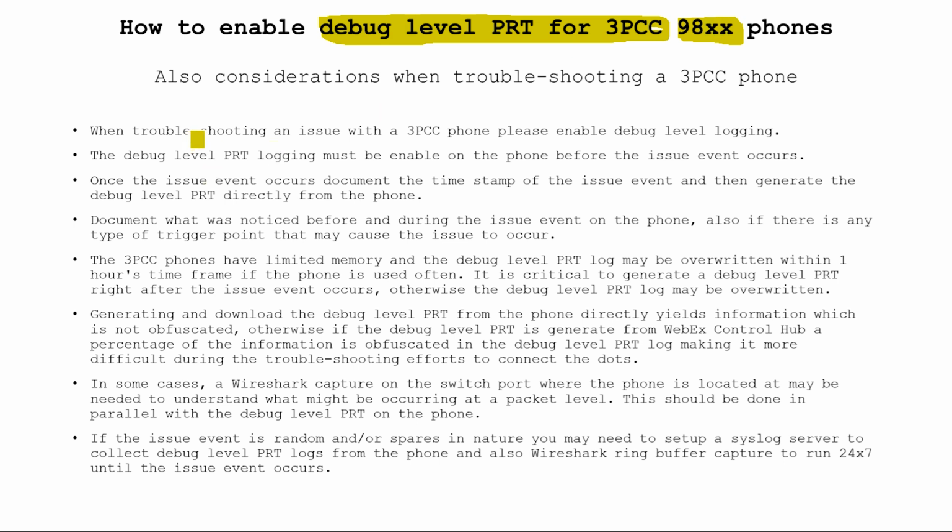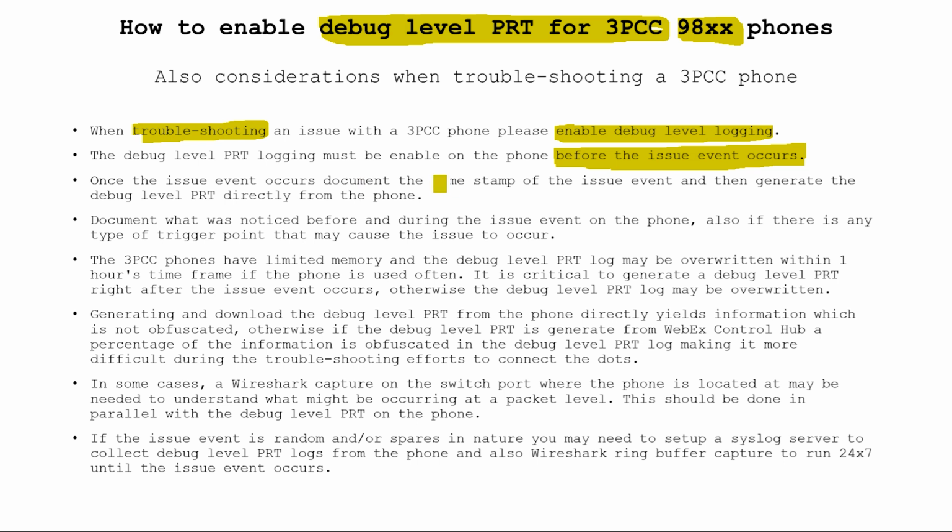One of the key things when troubleshooting issues related to 3PCC phones is that we want to enable the debug level logging as soon as possible. The goal is to enable debug level logging before the issue event occurs. So if you ran into some type of issue, you want to enable debug level logging, and then monitor the phone. If the issue event occurs again, you want to generate the debug level PRT right after the issue event.